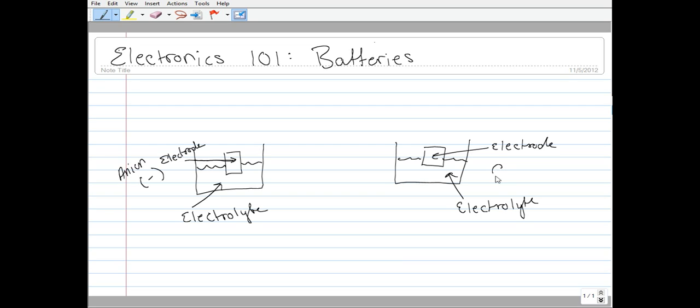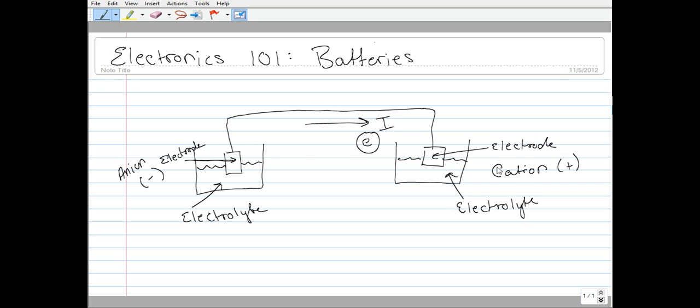And this is the cation side of the reaction. And you can think of that as the positive side of the battery. Now, in the anion reaction, what happens is when you combine the electrode in the electrolyte, it causes the shed of electrons. So the electrons flow, causing both current flow and electron flow.